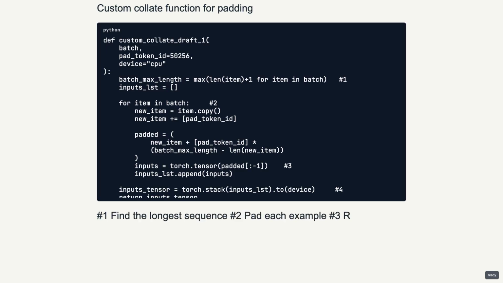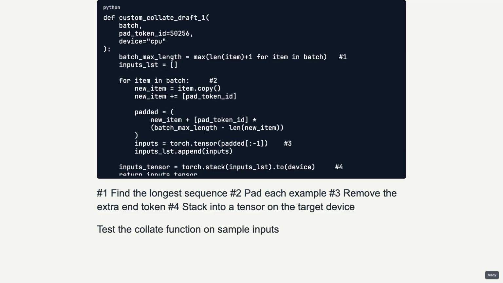Each numbered step serves one clear purpose. The first finds the working length for the batch, the second builds padded examples, the third prepares the input shape, and the fourth turns the list into a tensor the model can use. Running the function directly is a good way to verify the padding logic before plugging it into a data loader. A small test batch makes it easy to see whether shorter sequences are being extended correctly.